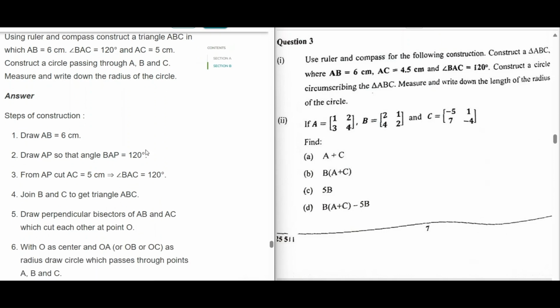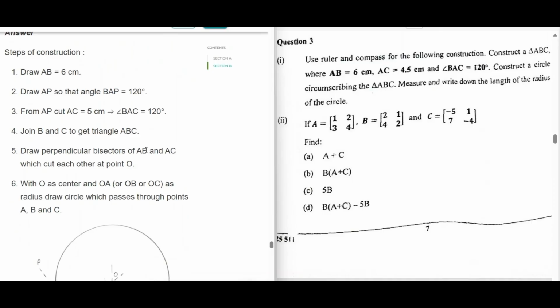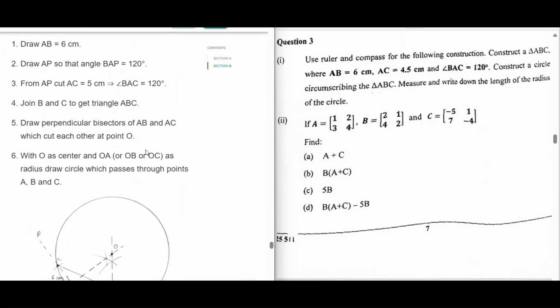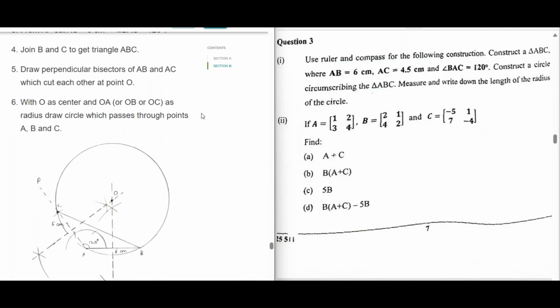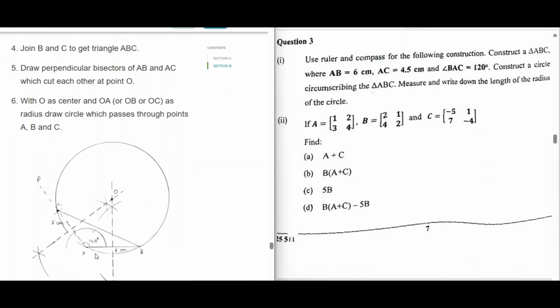Now see this step. What do you have to do? First step: draw AB equal to 6 centimeter, then construct angle 120 degrees, then cut 4.5 centimeter on this line. See, this is the diagram. Mark this as point C. Join C to B. Now ABC is a triangle.